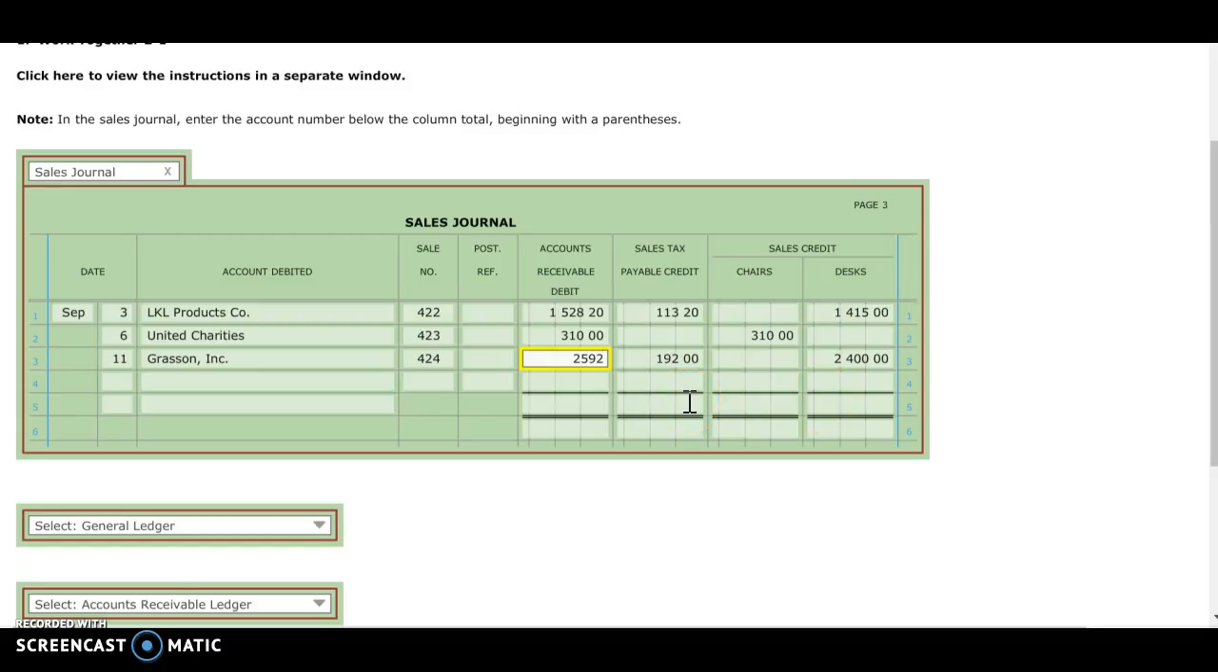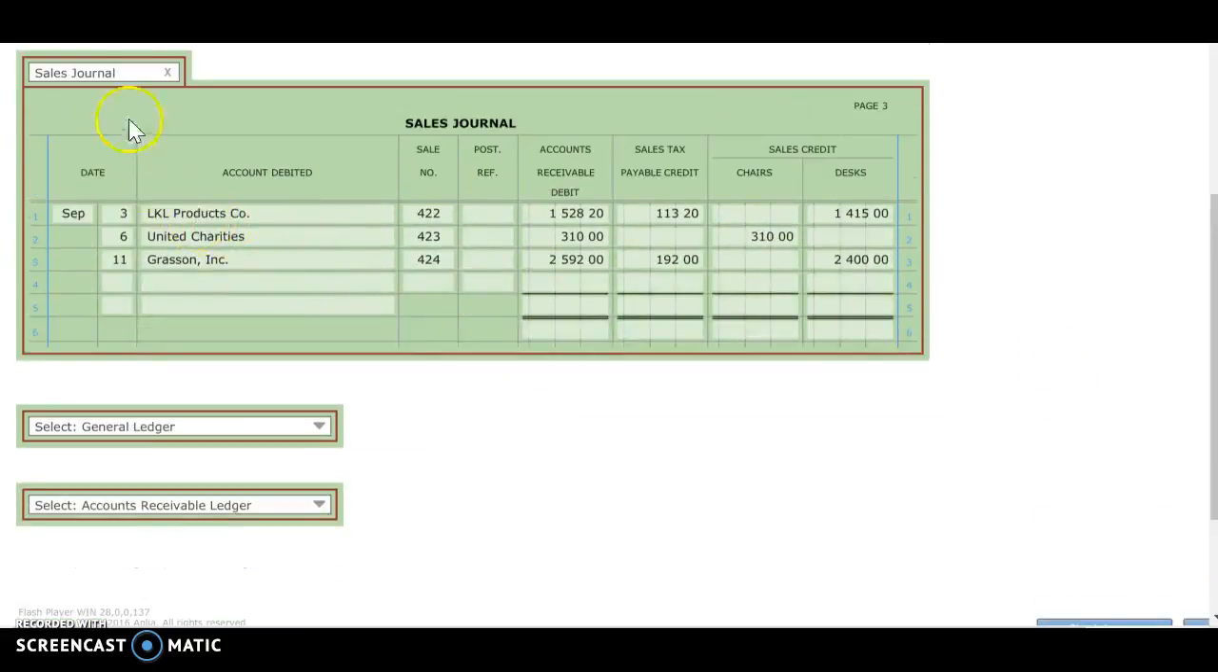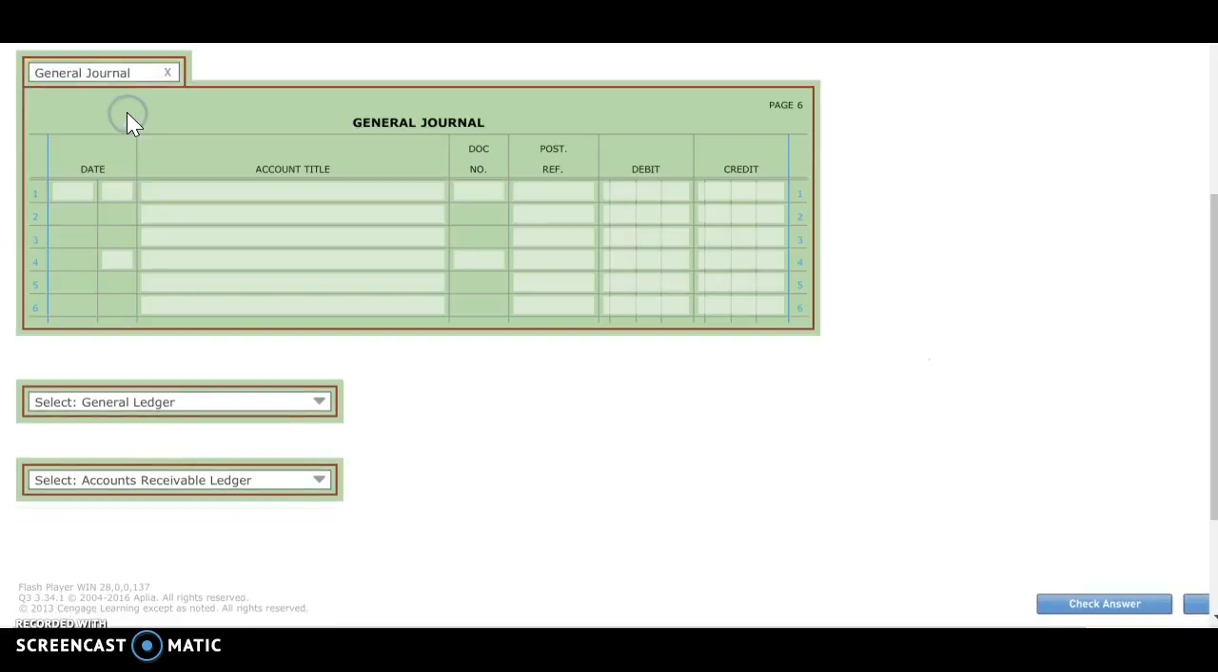On the 16th, we're giving credit to them. So it sounds like maybe something was wrong with that desk, and so we're just going to give them credit for that. So this we need to go to our general journal, because we're not making a sale. We need to put in our date. Our date is September 16th.